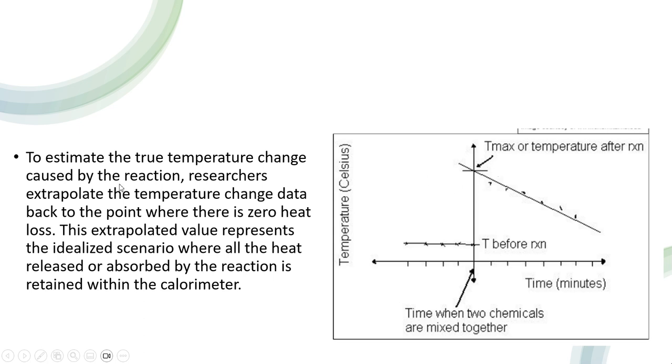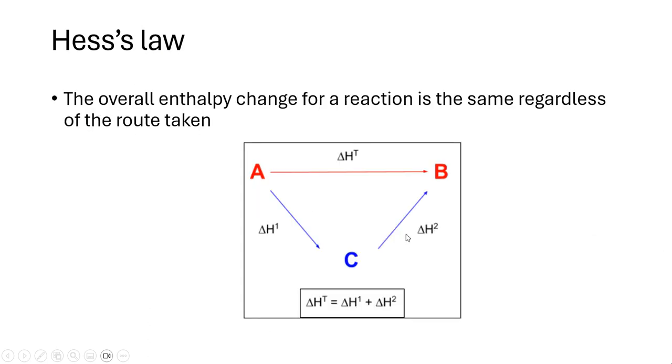So to estimate the true temperature change caused by a reaction, researchers extrapolate the temperature change data back to the point where there's zero heat loss. This extrapolated value represents the idealized scenario where all the heat released or absorbed by the reaction is retained within the calorimeter. Hess's law.